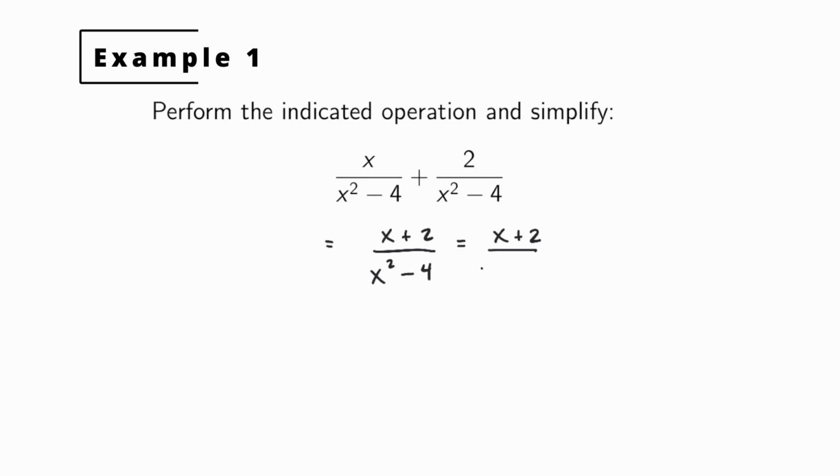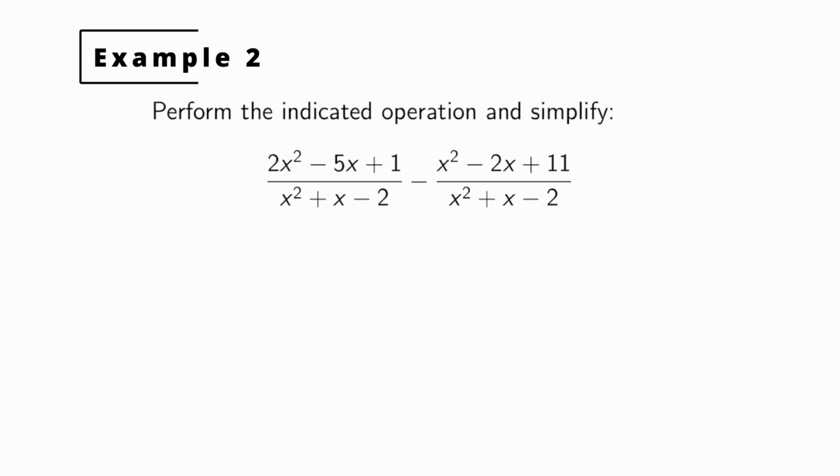And in the denominator, x squared minus 4 is a difference of squares, so it will factor into x plus 2 times x minus 2. Then we have a common factor of x plus 2 in the numerator and denominator. We cancel those, and it leaves us with 1 over x minus 2. And we're done. Here we have a subtraction problem.